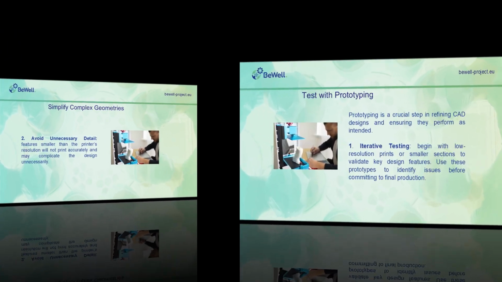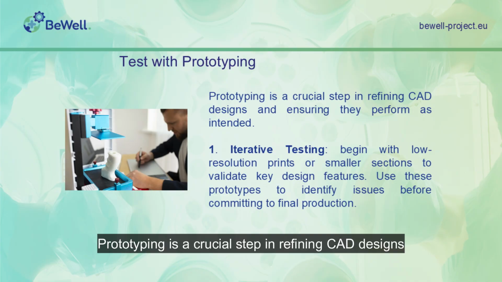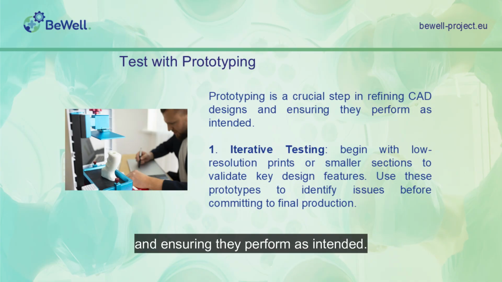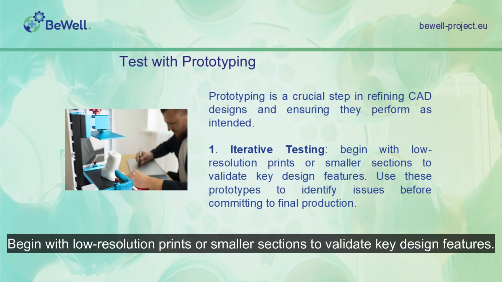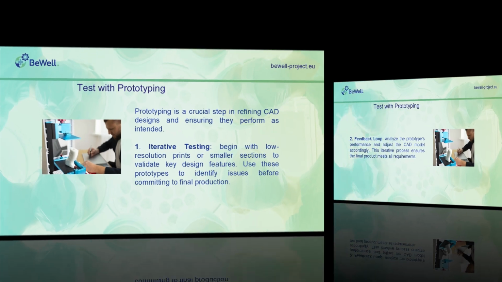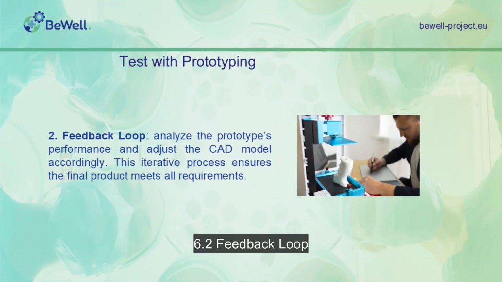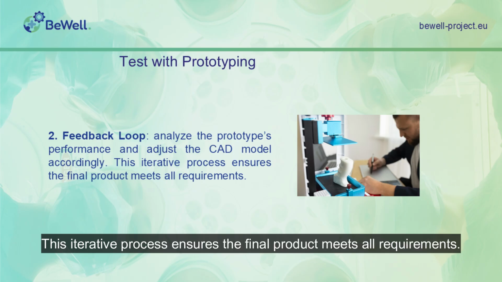Test with prototyping. Prototyping is a crucial step in refining CAD designs and ensuring they perform as intended. 6.1 Iterative testing. Begin with low-resolution prints or smaller sections to validate key design features. Use these prototypes to identify issues before committing to final production. 6.2 Feedback loop. Analyze the prototype's performance and adjust the CAD model accordingly. This iterative process ensures the final product meets all requirements.